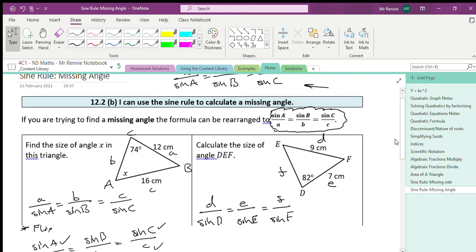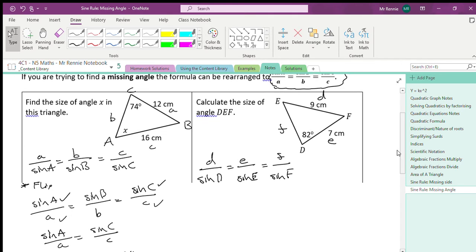Now I'm going to flip my fractions because I want to work out the angle here, and the angle I'm actually wanting to work out is the angle at E. So I'm going to put a wee X in there so I know that's the one I'm wanting to find out. So it's going to be sine of D over D equals sine of E over E equals sine of F over F. Okay, so tick what we know.